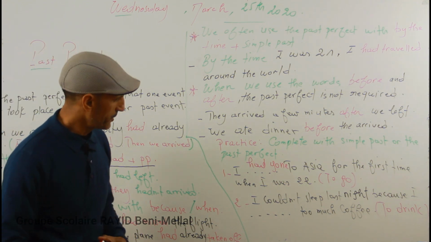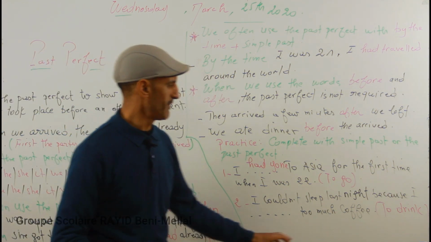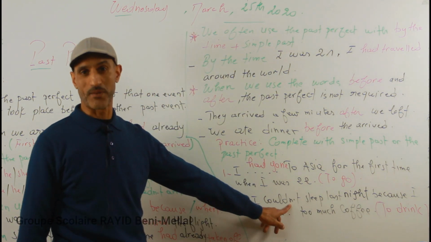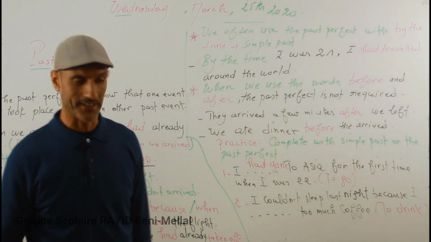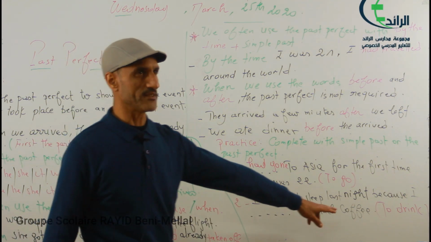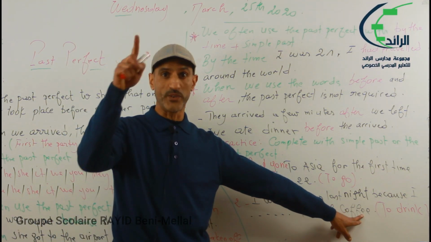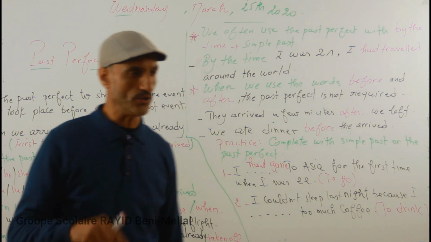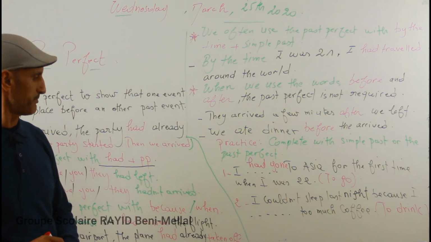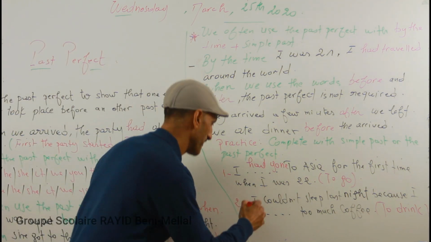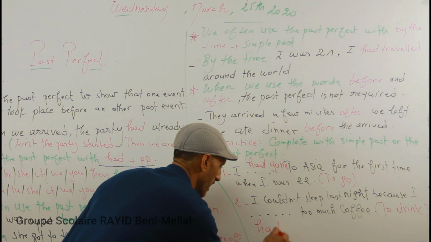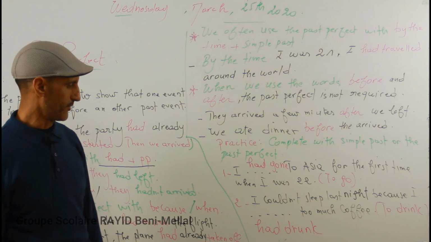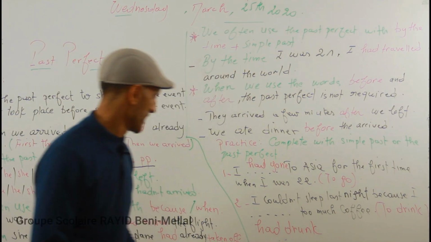Now let's go to the second one: I couldn't sleep last night because blank too much coffee, and the verb is to drink. Here we have the simple past, so automatically the past perfect is needed. To drink: the simple past is drank, written with A, and the past participle is drunk, written with U. So be careful about spelling. Here we have: I had drunk too much coffee. This is the right form.